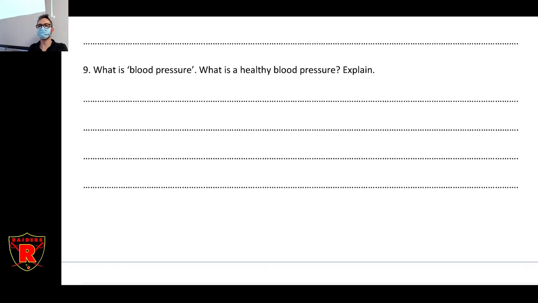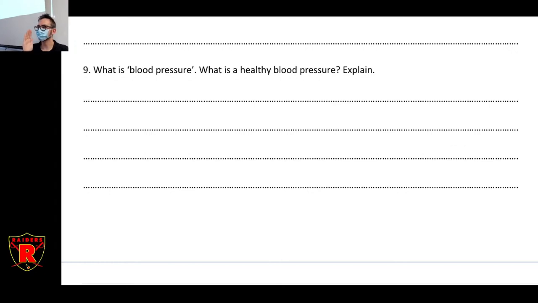You put it on here, you pump it up. There's a little pressure monitor on it. You let the pressure out of the cuff, and then you listen for the heart. And when you can hear it for the first time, that means that there's enough pressure for your blood to get through the cuff. And you look at the pressure. That's your systolic pressure, the one number that goes on top.